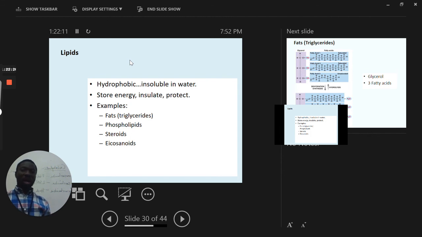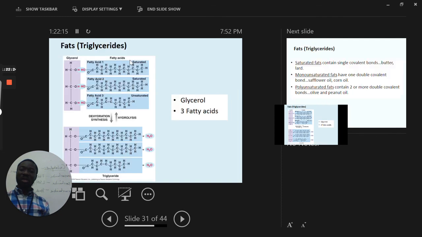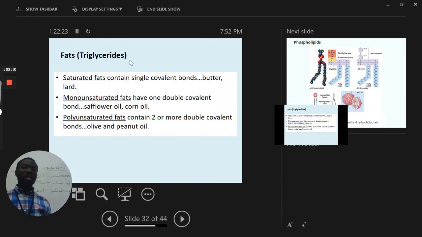Examples of lipids are fat, phospholipids, steroids, eicosanoids. So these are examples of lipids. Now, okay, I don't need to talk about that real well. Let's just go. Saturated fats contain single covalent bonds. That's what you see in your butter and lard.